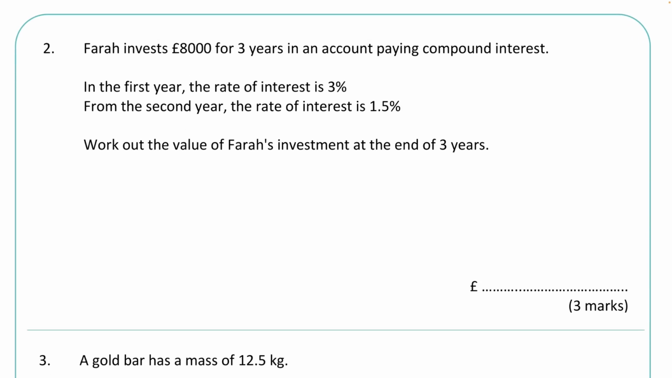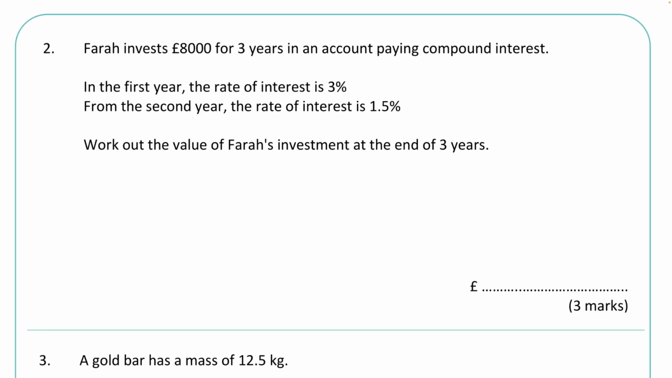Question 2 here is looking at some compound interest. So it says here, Farah invests £8,000 for 3 years in an account paying compound interest. In the first year, the rate of interest is 3%. From the second year, the rate of interest is 1.5%. Work out the value of Farah's investment at the end of 3 years.